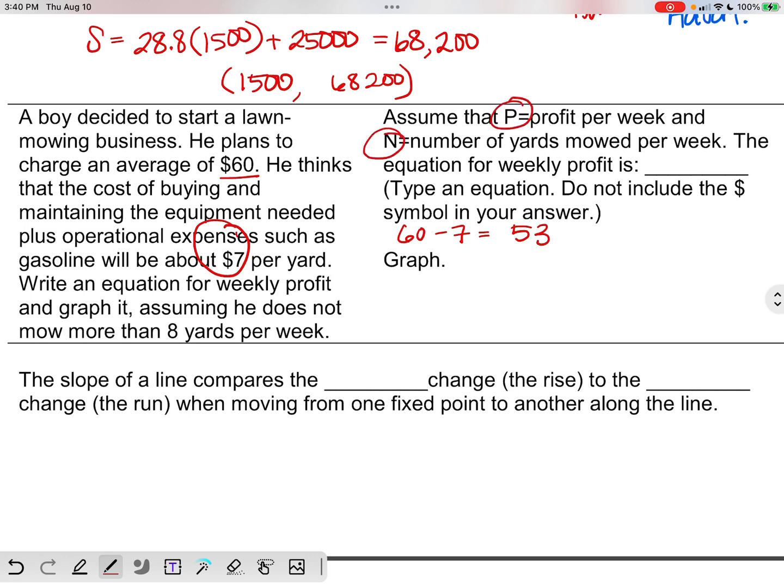P is for profit, N is for the number of yards. So pay attention to capital and lowercase whenever you're typing in your answers.